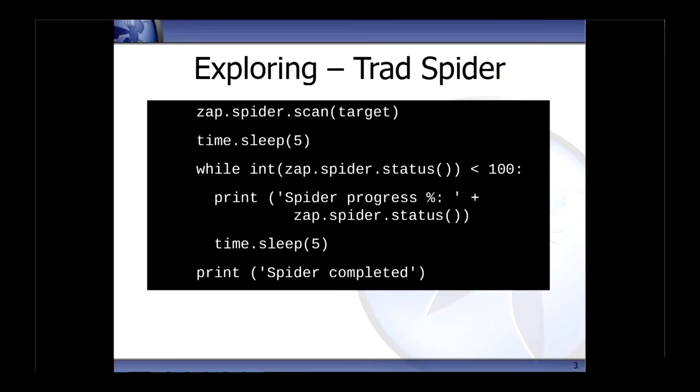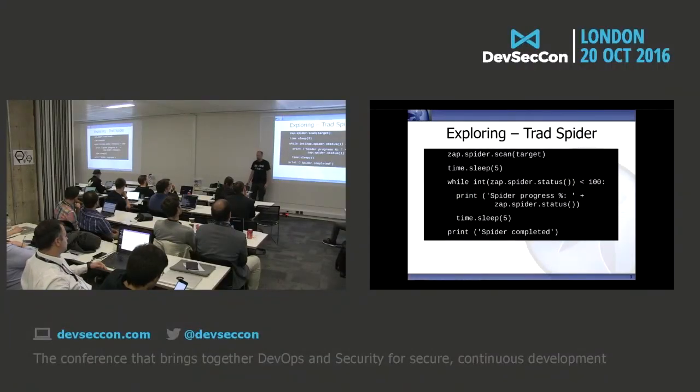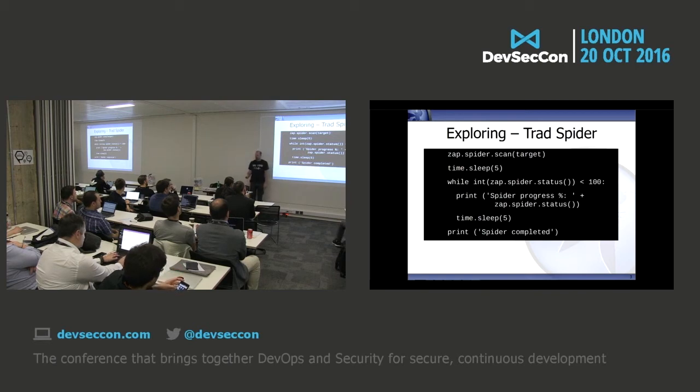So if you want to do the same kind of thing using the Python API, the Python client, you can see we've got a zap.spider.scan your target. In this case, we're sleeping for 5 seconds just to give it a chance to start. It'll probably finish in that time. And then we're looping around, polling the status and waiting until it's got to 100%. Then we go, yay, it's finished. So very similar to what I was doing manually.